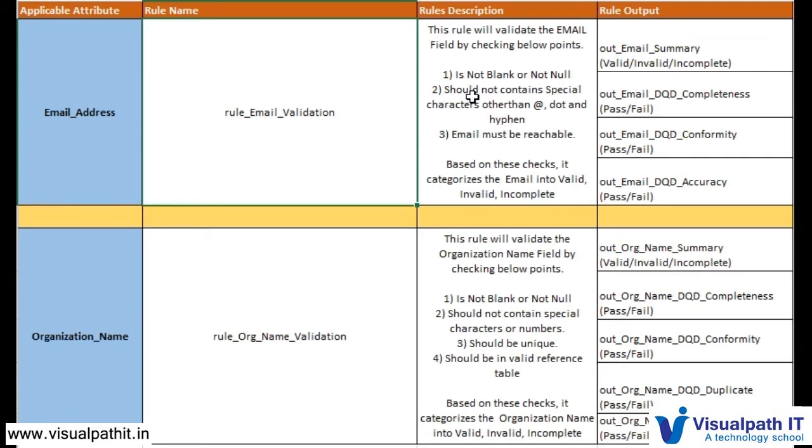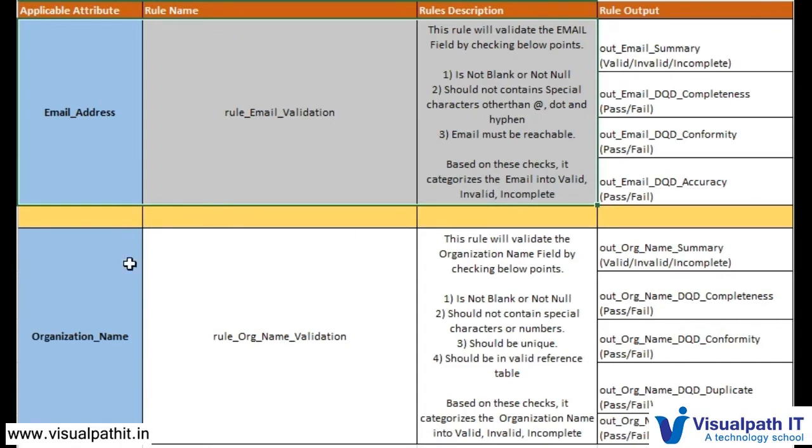And the second important thing is we need to distinguish under which data quality dimension it will come. When we are showing progress to the business, we will be showcasing this overall email summary, and at the data quality dimension level, how the rule is progressing. Completeness, how many pass, how many fail. Conformity, how many pass, how many fail. And DQD accuracy tells how many emails are reachable in the source. That is how we are going to represent it to the business.